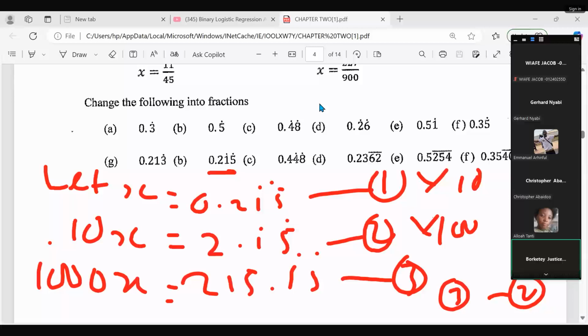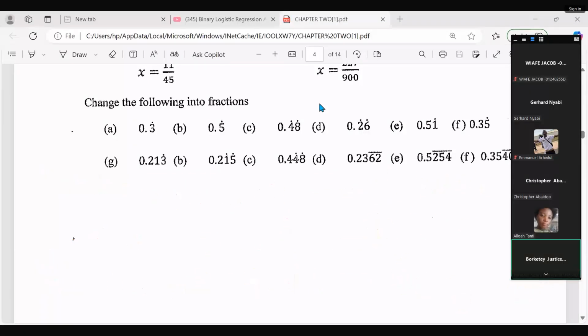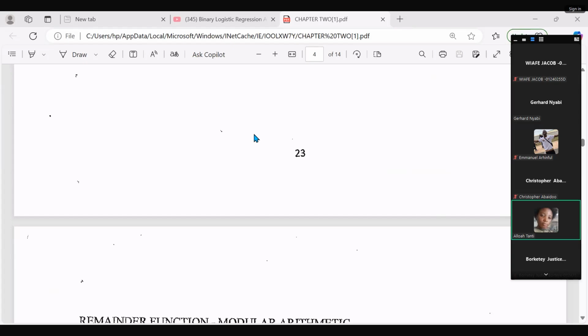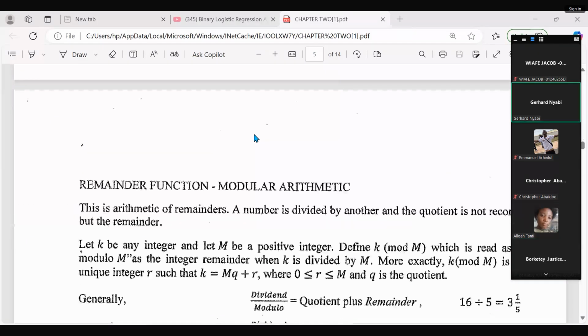Okay. All right, so can we move on? Yes, sir. The next is the modulo.